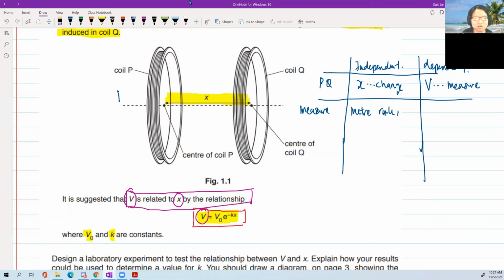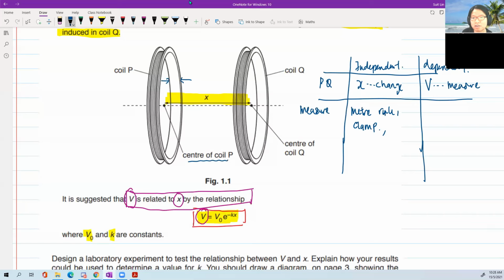So in this case, what we will do is we will probably need to clamp the meter rule. And I'm thinking, because this is the center of the coil, I also need to account for the fact that the coil is thick. So I probably need to measure this thickness of the coil and then add or minus something.